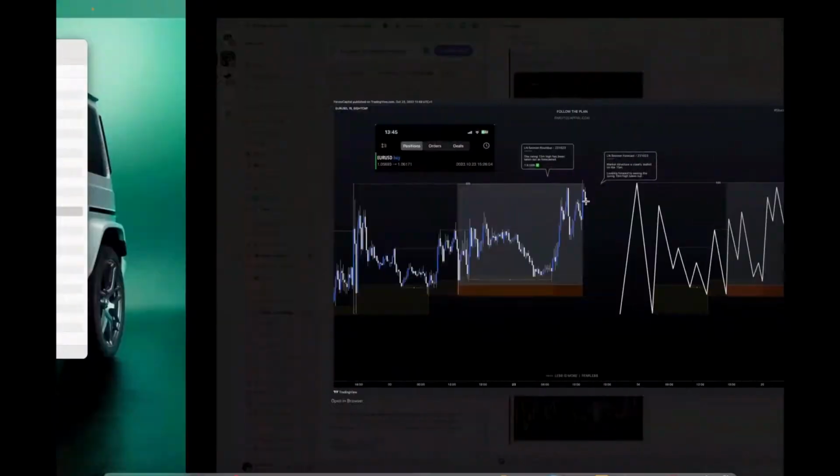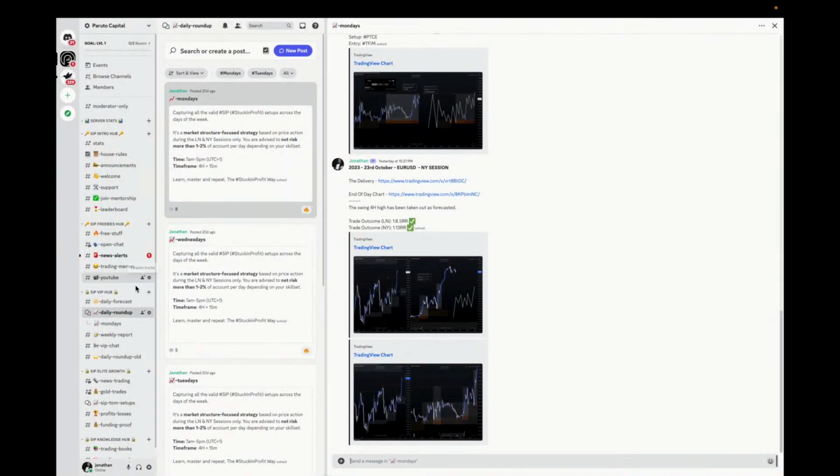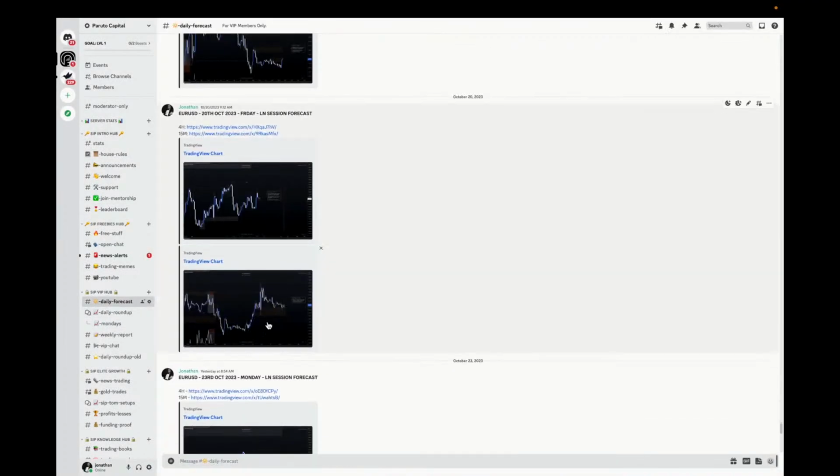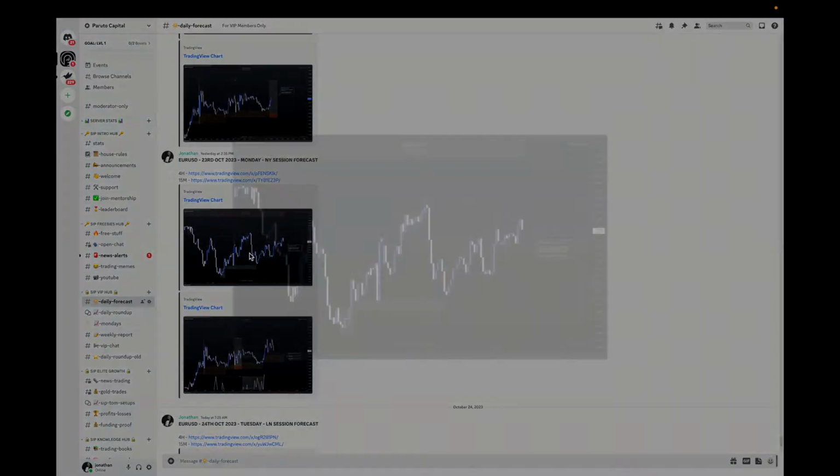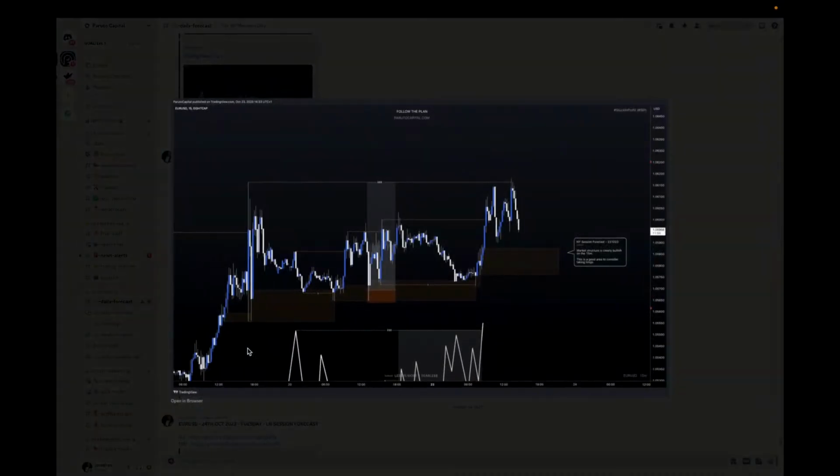Okay, and also I'm going to show you, I also gave analysis about this during the New York session yesterday. So you can see here from the New York session, market structure is clearly bullish on the news. This is a good area to consider long. So you can see that was there, right?